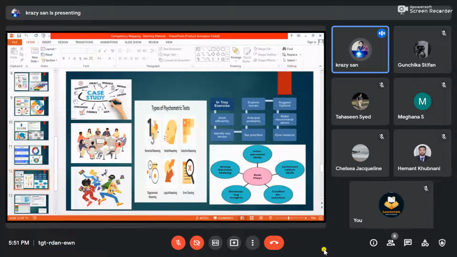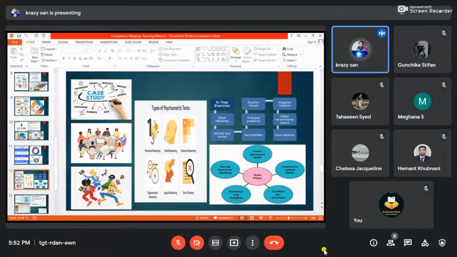Then comes the psychometric test. It's like reasoning, numerical reasoning or logical reasoning, then verbal reasoning, benchmarking reasoning, diagrammatic reasoning, then logic reasoning, and error-checking reasoning. So these psychometric tests are also done in order to do the competency mapping.